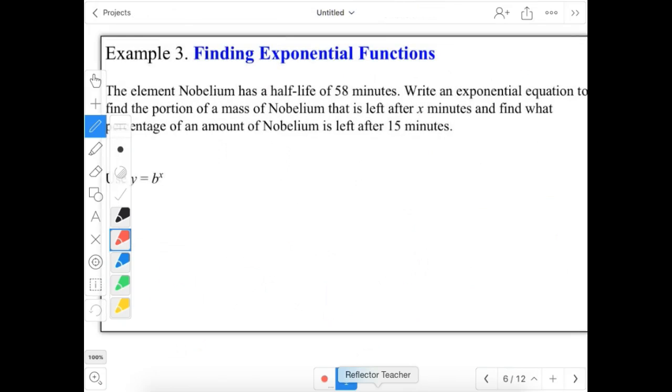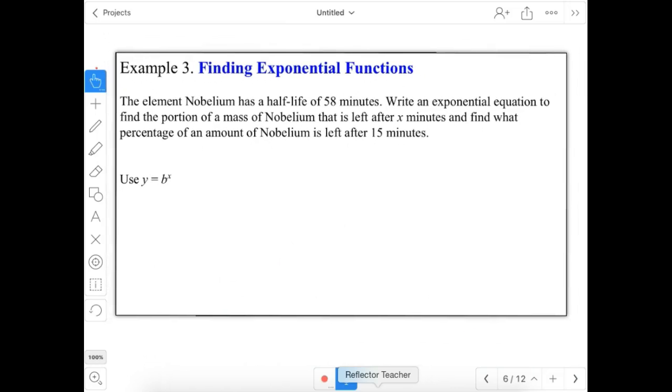Moving right along. Okay, so here we would be using just our general formula for exponential functions. And here we're dealing with a half-life. So the element nobelium has a half-life of 58 minutes. Write an exponential equation to find the portion of a mass of nobelium that is left after X minutes, to find what percentage of the amount of nobelium is left after 15 minutes.